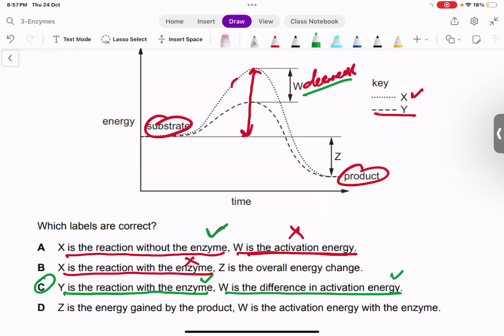And we should look for any error in the D as well, so that we can reject this D. Z is energy gained by a product. No, product has not gained this energy. This is the energy that a substrate has lost to turn into a product. And W is the activation energy with enzymes. No, W is not an activation energy with enzyme. Activation energy with the enzyme is here, number 1, and activation energy without an enzyme is this, number 2. And W is the difference, or you can say the decrease.